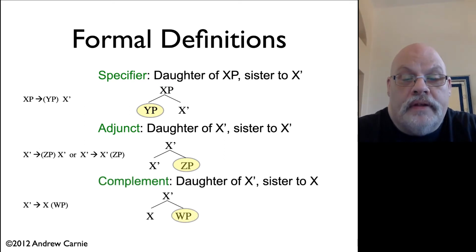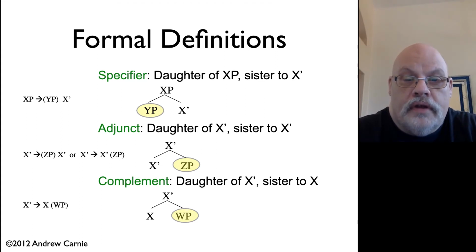And complements are daughters of bars, sister to heads. So the WP here in this structure is a sister to the head, and it's a daughter of a bar. So remember these distinctions. Daughter of a phrase, sister to a bar, that's a specifier. Daughter of a bar, sister to a bar, that's an adjunct. Daughter of a bar, sister to a head, that's a complement.